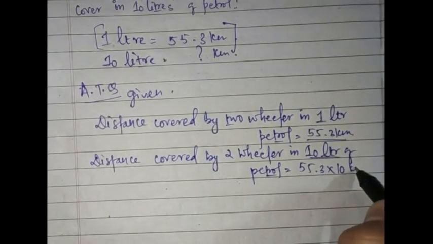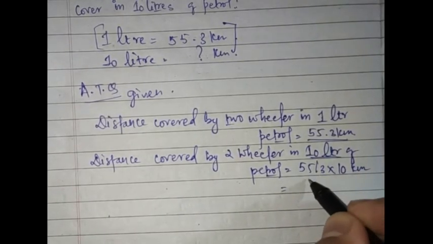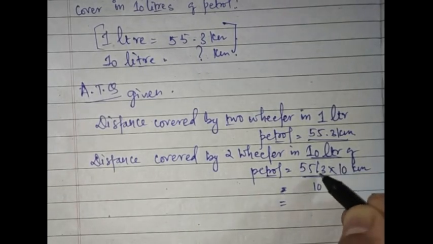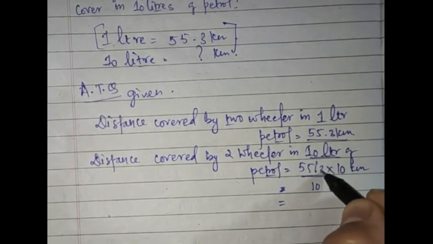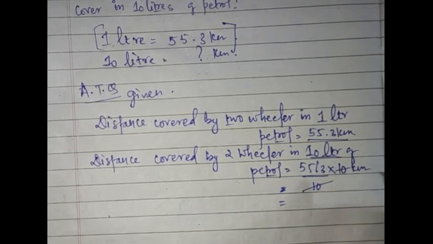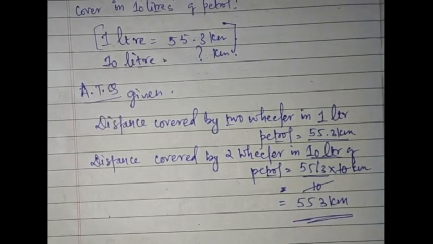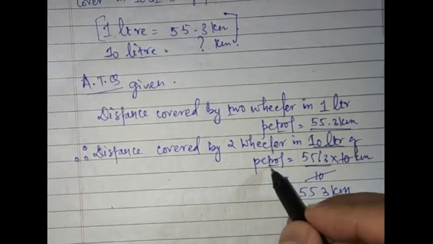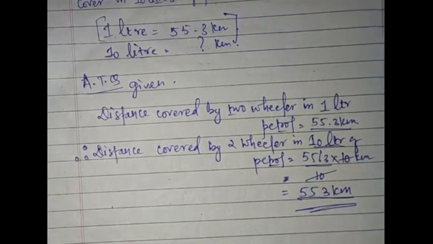So you have to multiply this and remove the decimal as we were doing in the previous class. Remove the point; after the point how many digits? 1 digit, so 10. So the 10 will get cancelled, and it is 553 km. So this is our answer. Therefore the distance covered by the two-wheeler in 10 liters of petrol is 553 km.